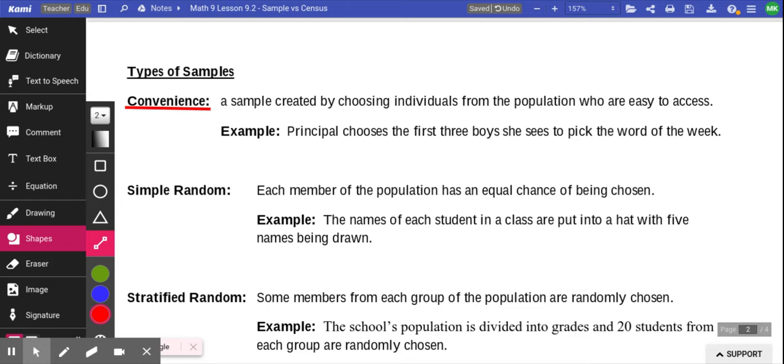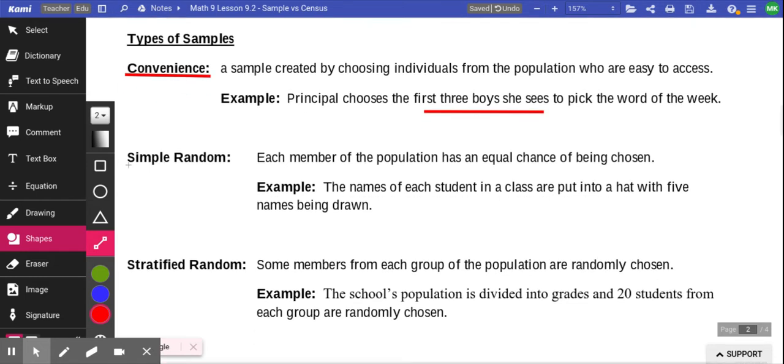So, for instance, if the principal wanted to know what the word of the week was going to be, they would just choose the first 3 boys that she sees. Okay, that's extremely convenient. It was easy to go gather the information. They don't care about how many people they surveyed. They don't care about if they got different types of people in the survey. They just chose the first 3. Okay, that's called a convenience sample.